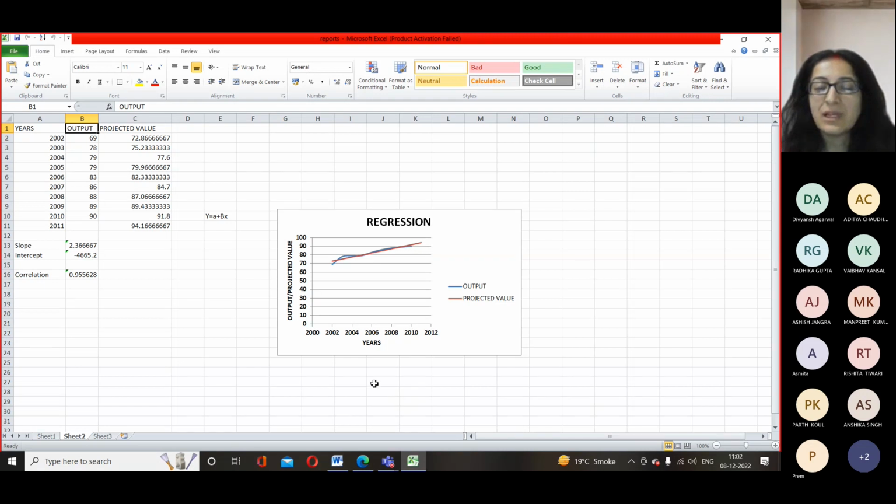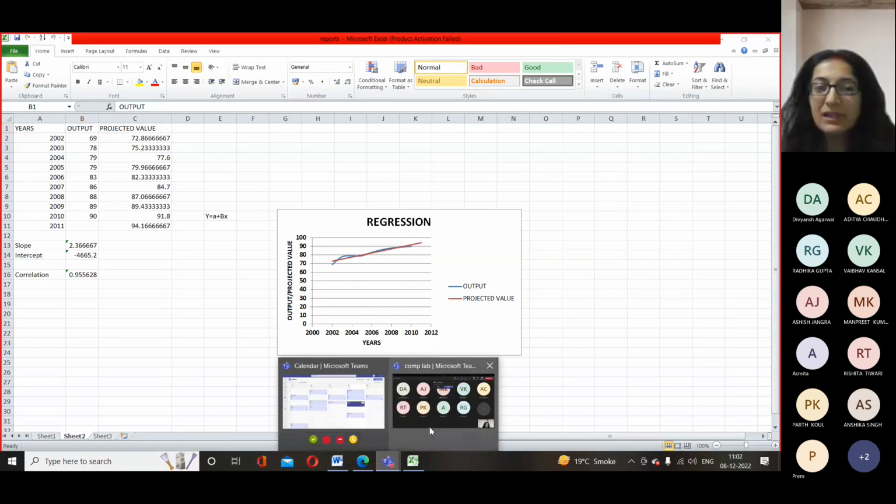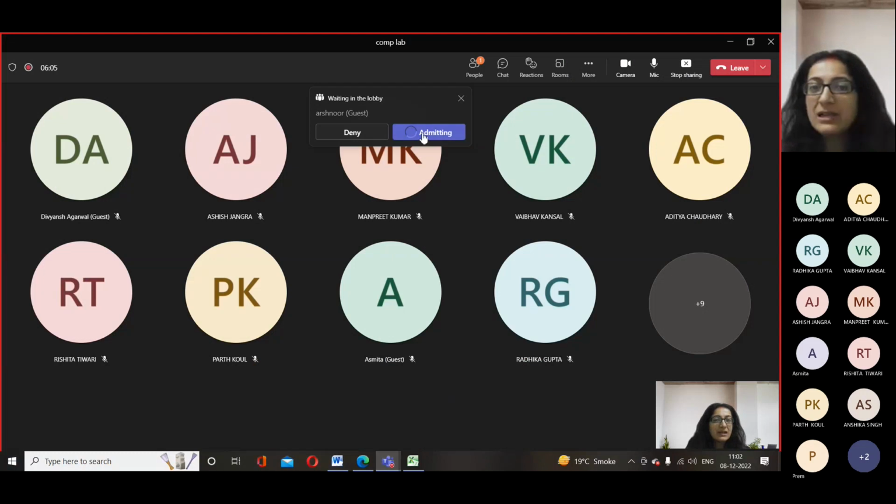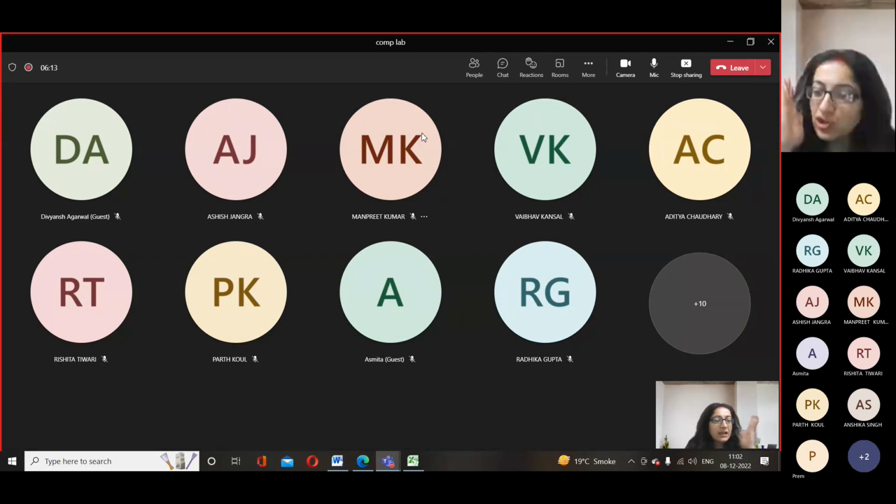Not sure? Okay, I'll explain. It is an independent variable. For example, here on x, what have we been given? Years, right? 2000, 2002, 2004. And on y, what have we been given? Output, which is the dependent variable. The dependent variable is the variable which is dependent on the independent variable. The independent variable is not dependent on anything, okay? But the dependent variable is dependent on the independent one.